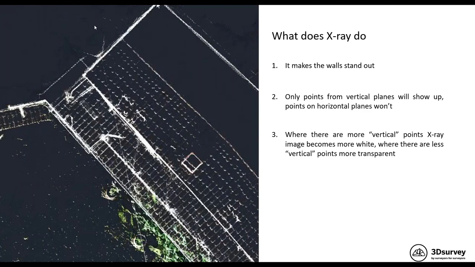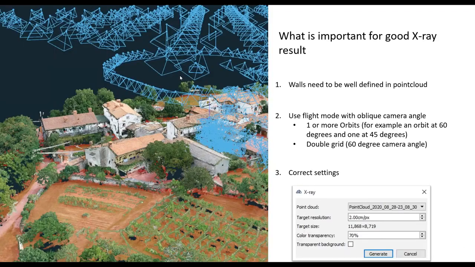So, where we have more vertical points, the stronger the color will be. The resulting image will look like an X-ray image, like the ones we take when we go to the doctor to check our bones or something like that. What is important for a good X-ray result?